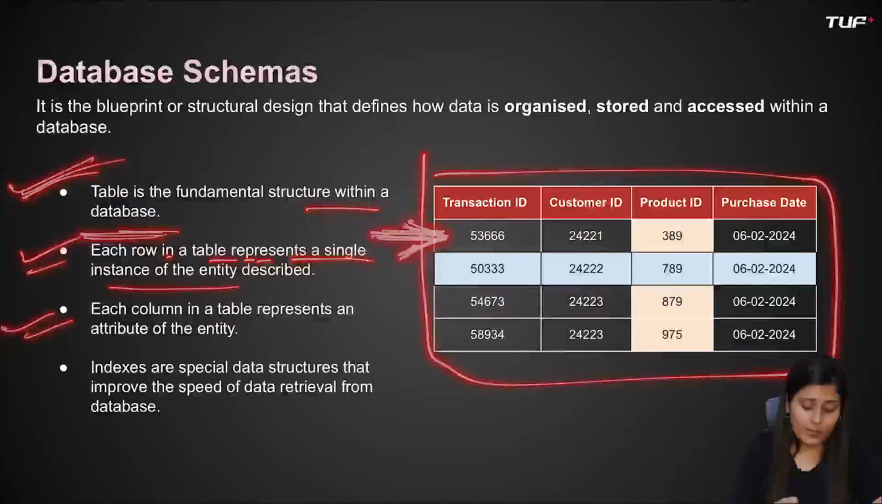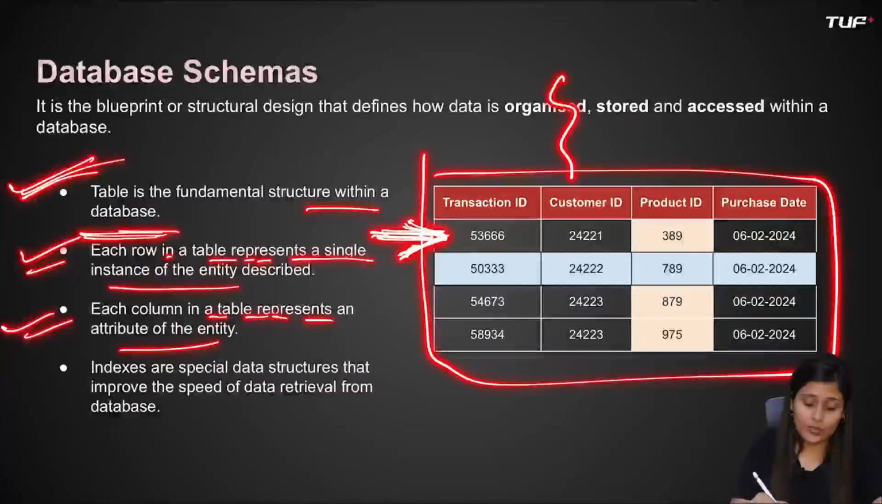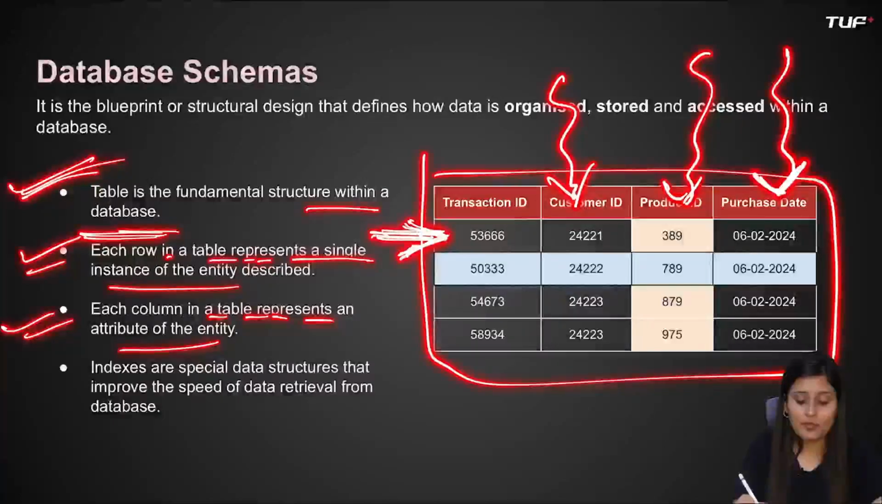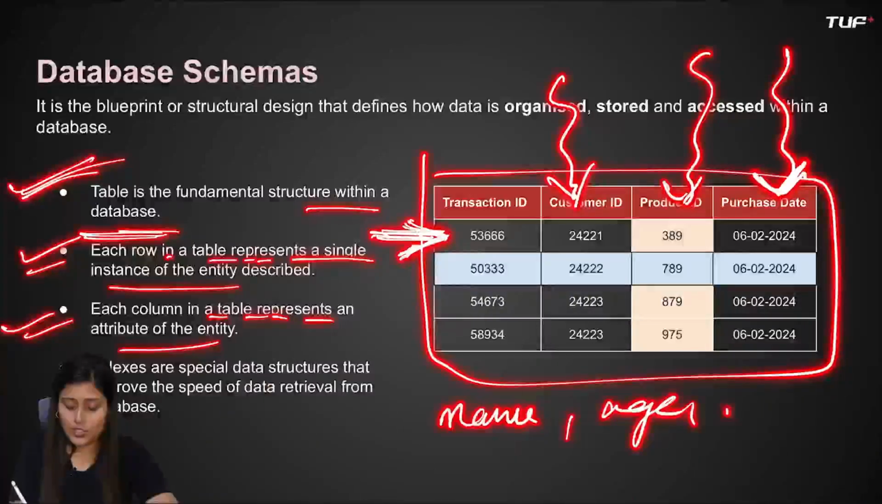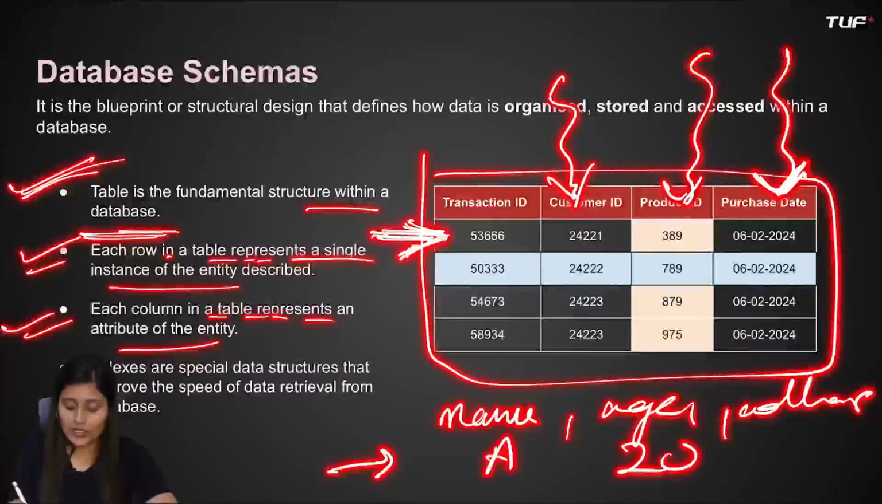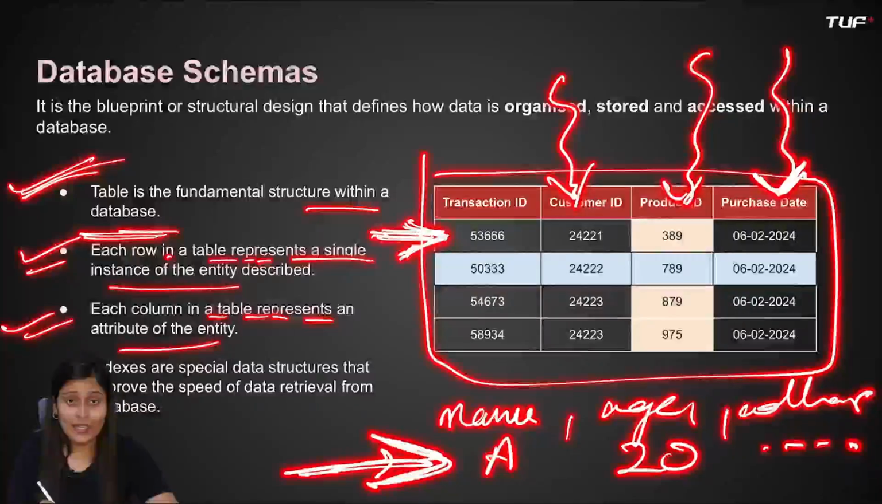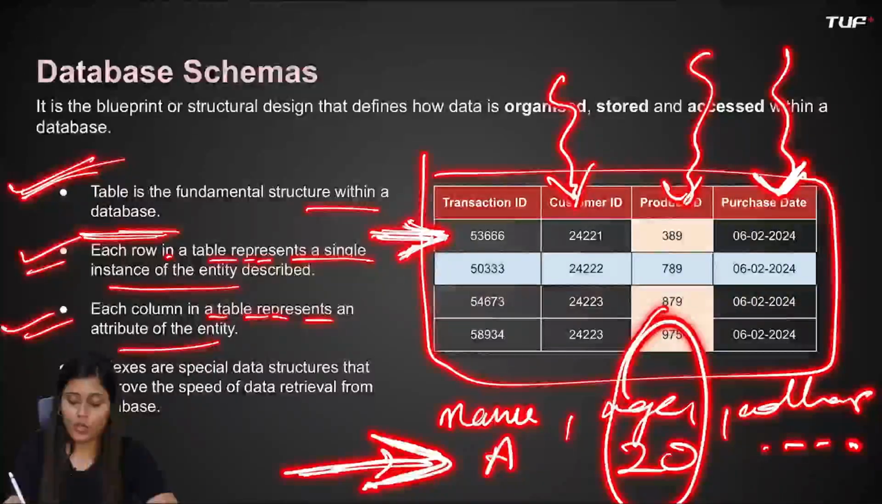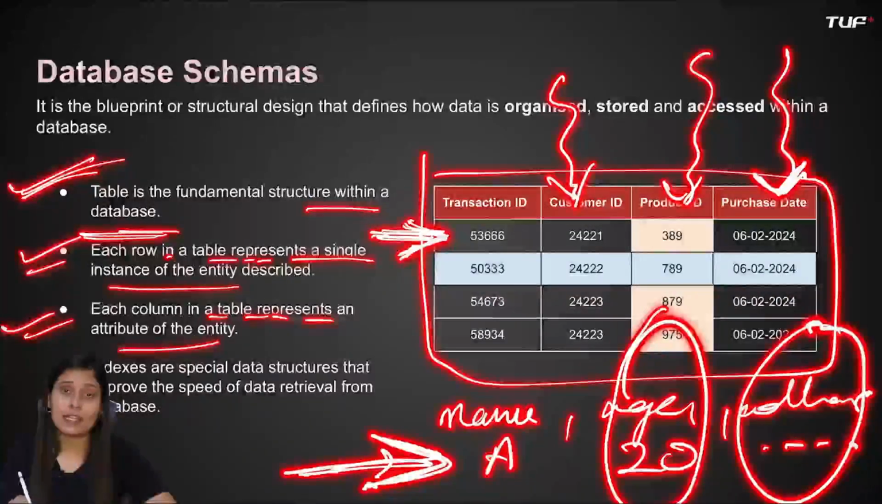Next, each column in a table represents an attribute entry. So here you can see customer ID, product ID and purchase date are the attributes. Let's suppose instead, for one person, name A, age 20, Aadhaar number something. Each row will be considered as the entry of the entity, meaning the user, and each column, age or Aadhaar number, will be considered as the attribute here, meaning parameter.